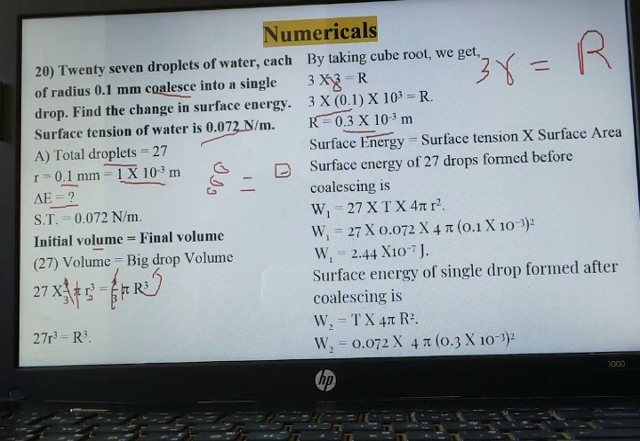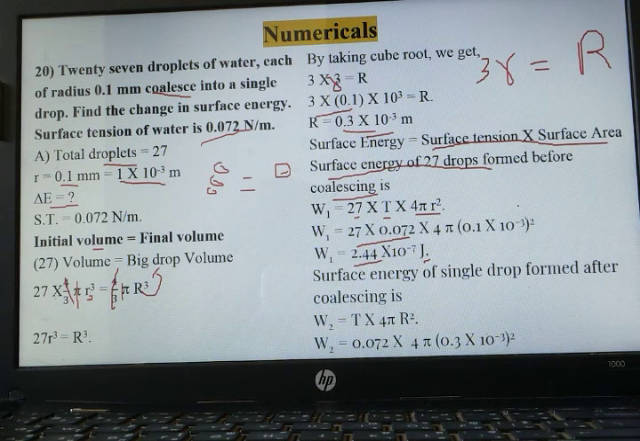Now surface energy is equal to surface tension into surface area. First of all, we will find the surface energy of the 27 droplets before they were formed into a single droplet. It can be given by W1, 27 droplets into surface tension into 4 pi r square. After substituting all the values, we will get 2.44 into 10 to the minus 7 joule.